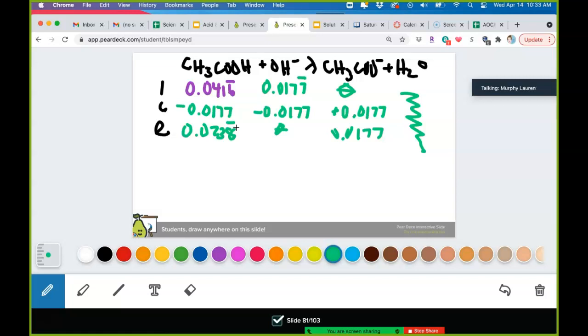So what do we do? There's only one other pH equation, right? Henderson-Hasselbalch. What does it look like? It looks like this.